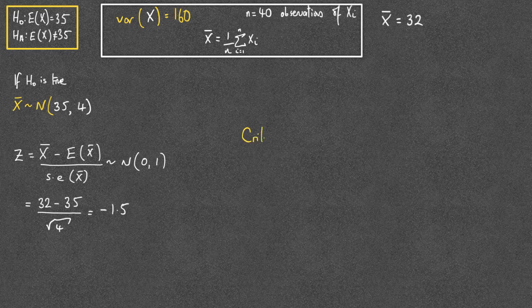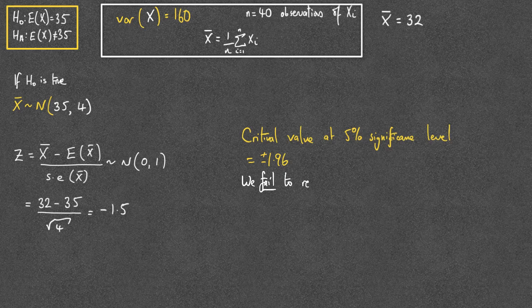The critical value from the normal distribution at the 5% significance level is still equal to plus or minus 1.96. Our test statistic of minus 1.5 is between plus and minus 1.96. So again, we fail to reject the null hypothesis.